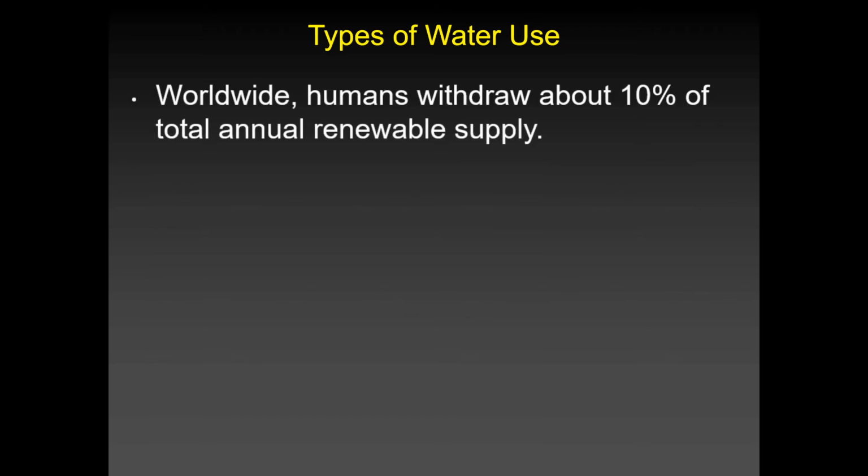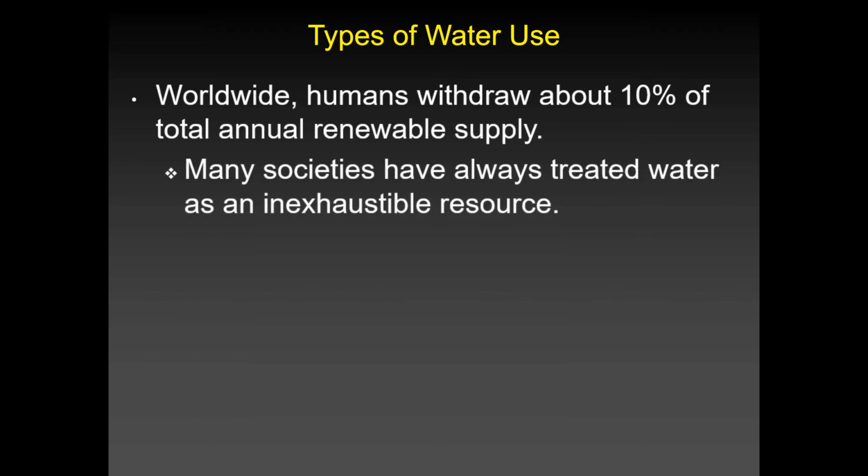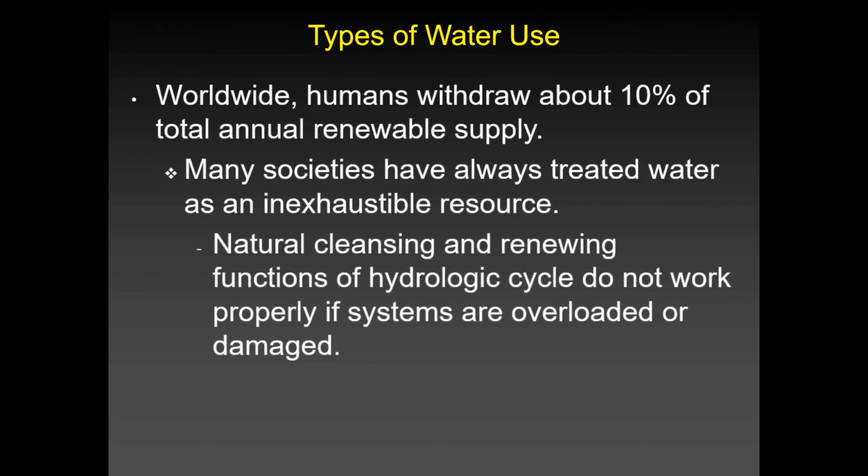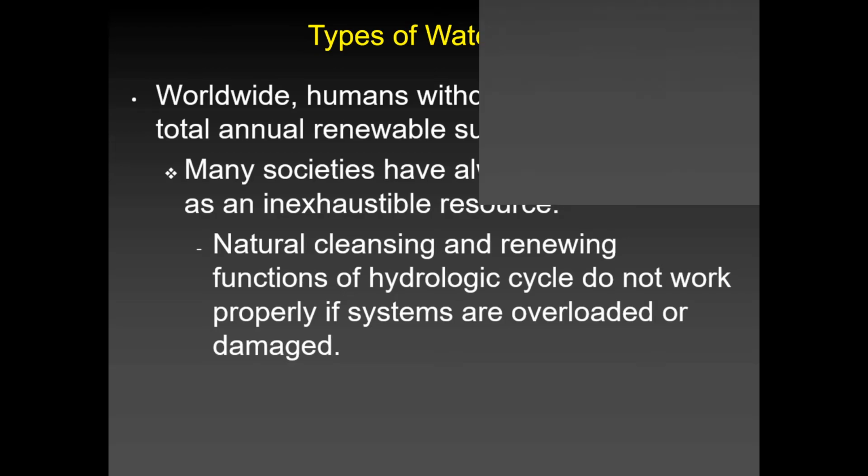Worldwide, humans withdraw about 10% of the total annual renewable supply. Many societies have always treated water as an inexhaustible resource. Natural cleansing and renewing functions of the hydrological cycle do not work properly if systems are overloaded or damaged. So the damage is a big part of it, where we are destroying wetlands, but then on top of that, if we overload what wetlands are left, that can be pretty rough.